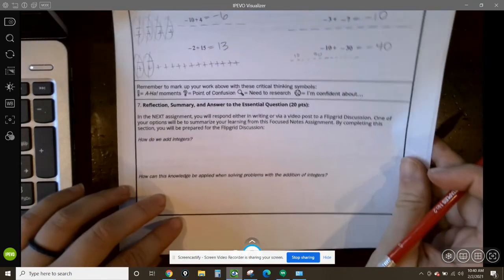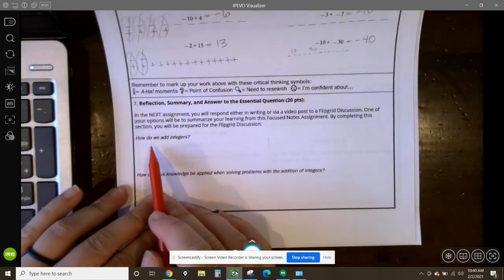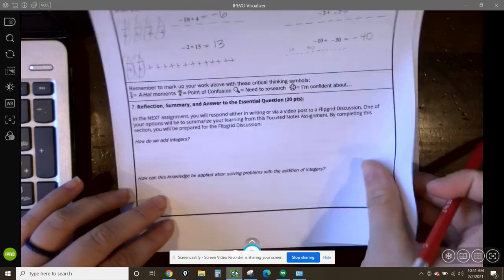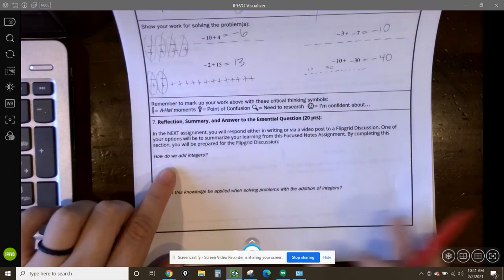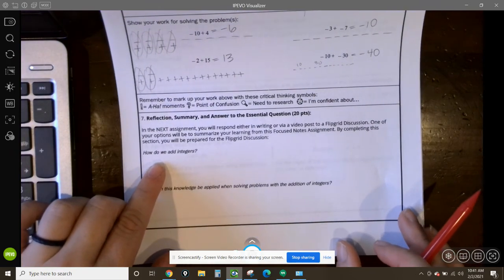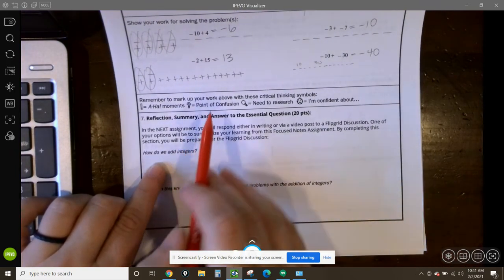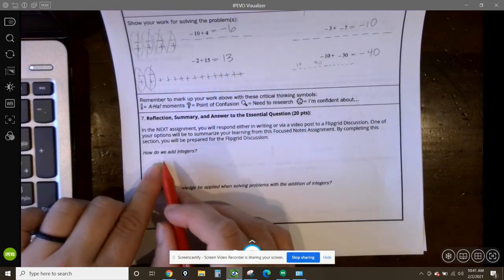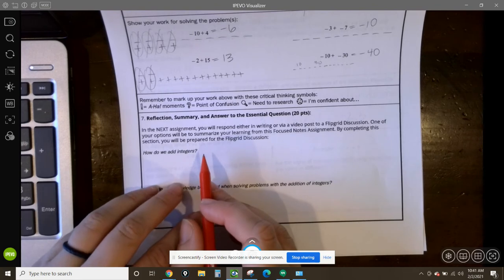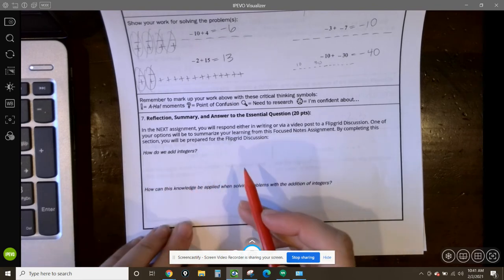Okay, so now that we've done these few of these problems, now we're going to try to answer that question way back from the beginning of the assignment. How do we add integers? So that's what you're going to list here. You can write this out in words. You can give an example, talk out one of these problems, whatever you want to do to describe how do we add integers. Write that here, a couple sentences.